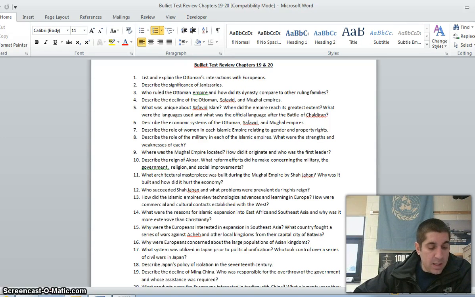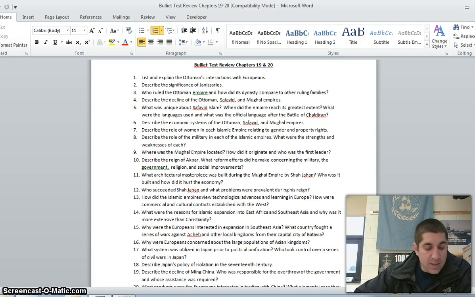Feudalism is the system that was used prior to this political unification. When they had a series of wars, kind of like these civil wars that were going on in Japan, out of that rose the Tokugawa shogunate, which we talked about extensively in class. 18, Japan's policy of isolation. Christianity was banned. Foreign traders were confined to Nagasaki Bay, and Western books were banned.